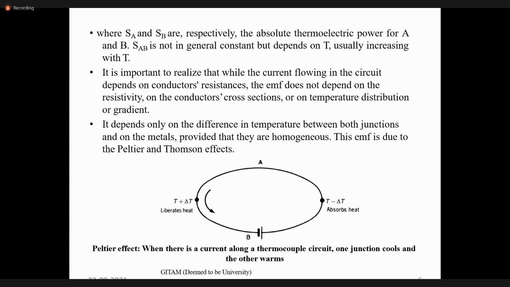It is important to realize that while the current flowing in the circuit depends on conductor resistances, the EMF does not depend on the resistivity, on the conductor's cross section, that is the size of the metal, or on the temperature distribution or gradient. It depends only on the difference in temperature between both junctions and on the metals, provided that they are homogeneous. This EMF is due to the Peltier and the Thomson effects. Try to understand these points, students.